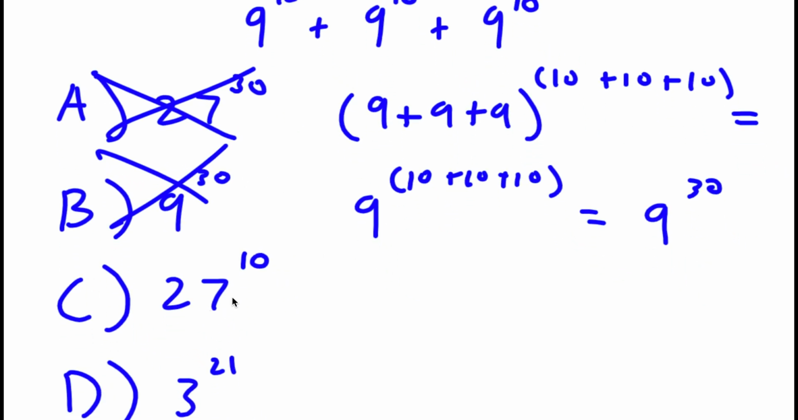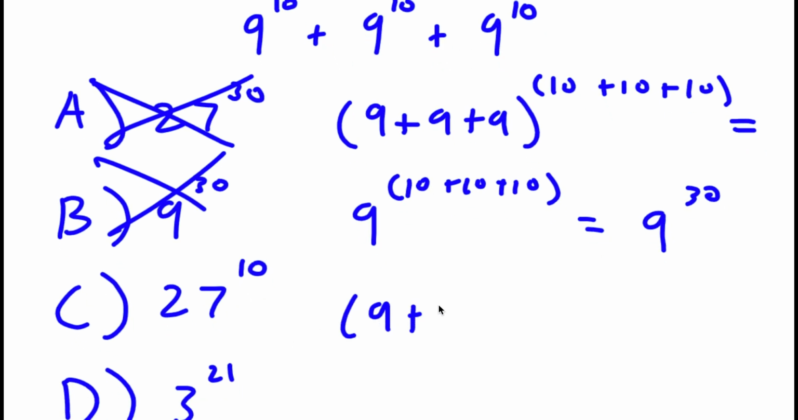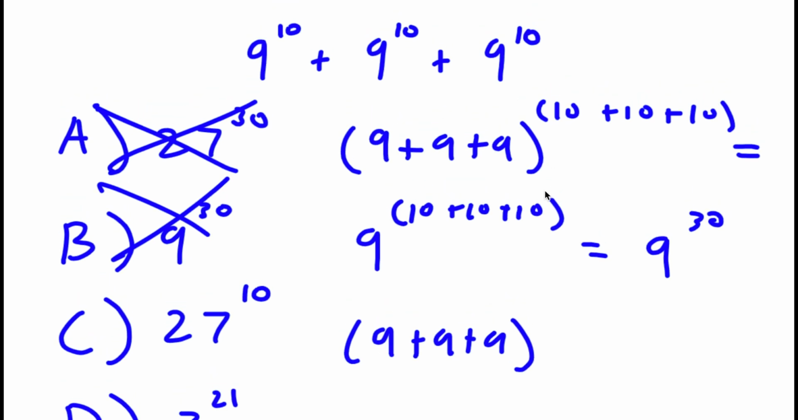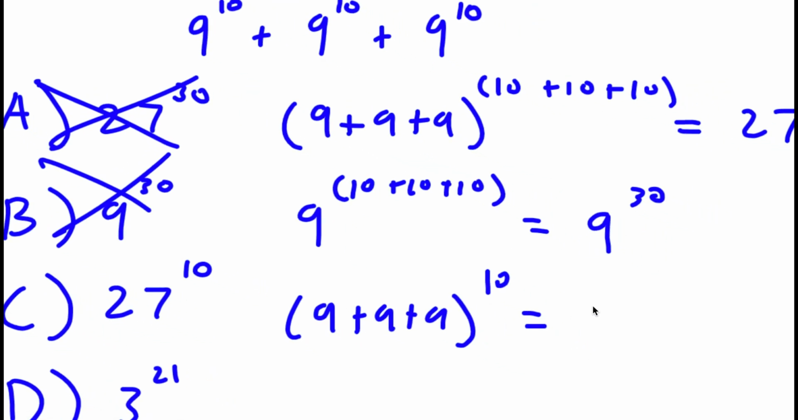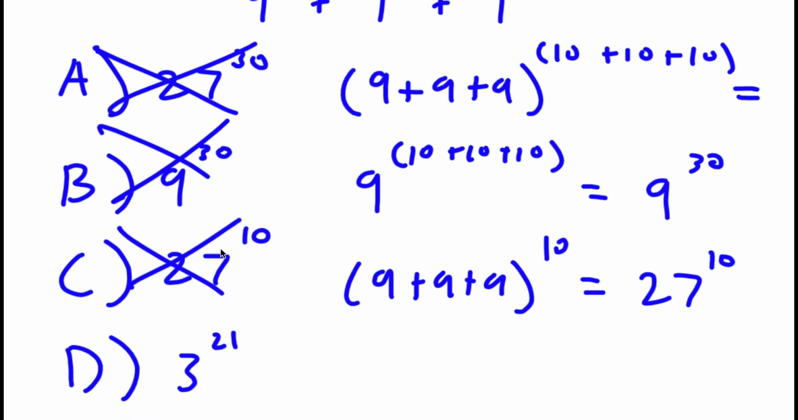So now for the third method, C, what you have to do to get this is you add the bases and keep the exponent the same. So you do 9 plus 9 plus 9 to the power of 10. And 9 plus 9 plus 9 is the same thing as 9 times 3, which is 27. So you have 27 to the power of 10. And this method is wrong as well. That's not the right way to add exponents.